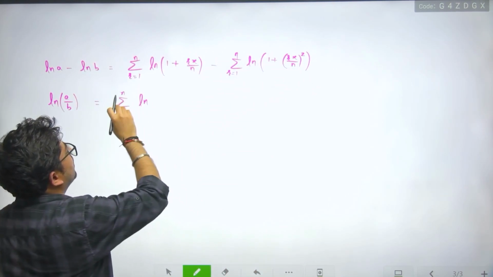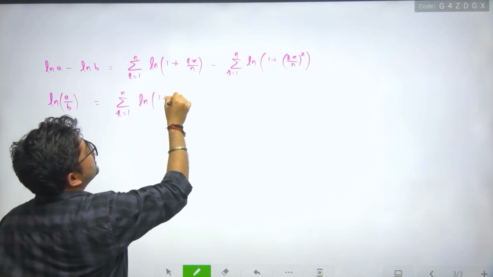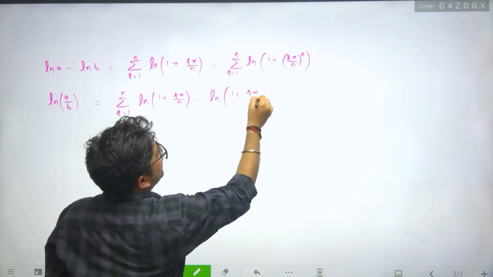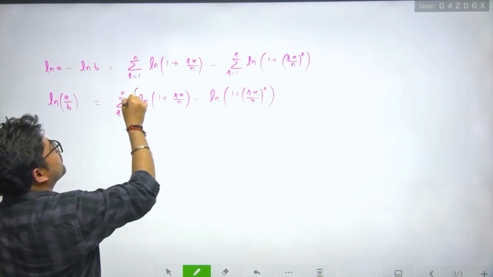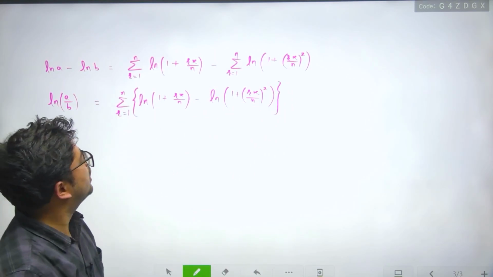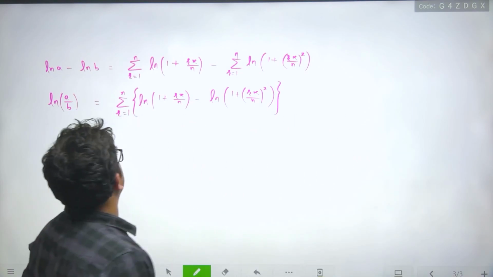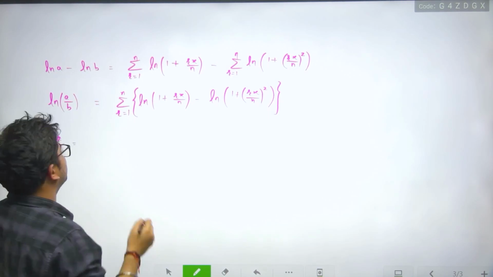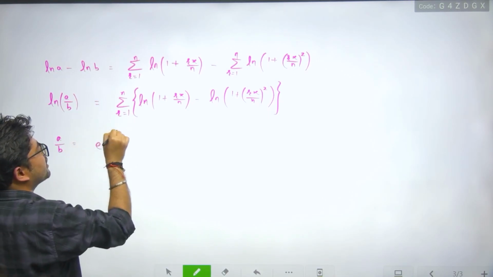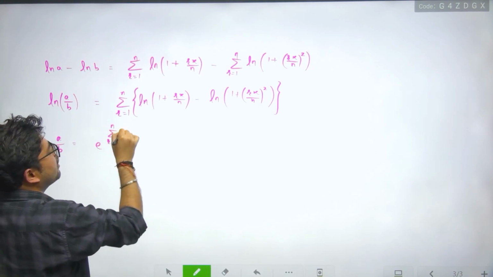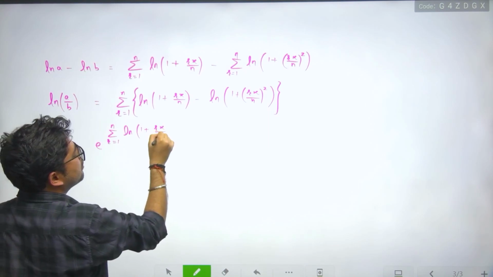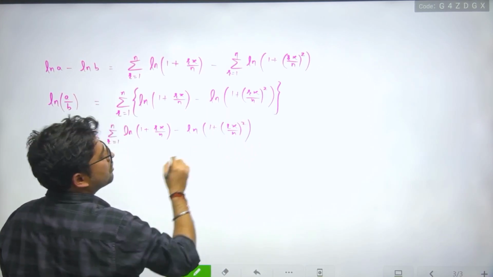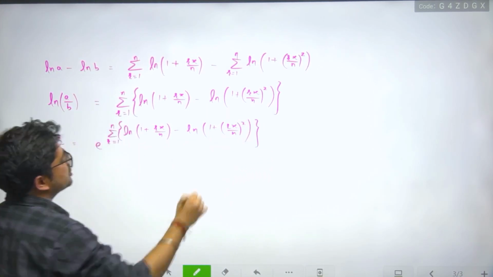Okay, so that is sigma r = 1 to n of ln(1 + rx/n) minus ln((1 + rx/n)^2). Got it? And this is ln A by B. Now you can find A by B. A by B is what? Use the definition of ln: A by B is e power sigma r = 1 to n of ln(1 + rx/n) minus ln((1 + rx/n)^2). That is your A by B.